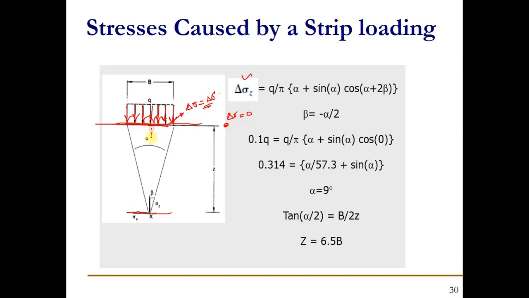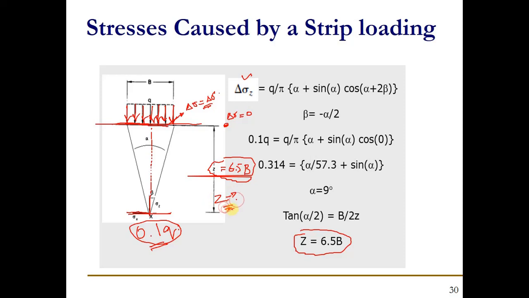But as we are going below this soil layer, maybe we will reach a certain point. For example, Z is equal to 6.5 B. If that Z is 6.5 B, this stress will be equal to 0.1. So we need to find out the depth Z at what depth we are going to experience the 10% of the stress increase.